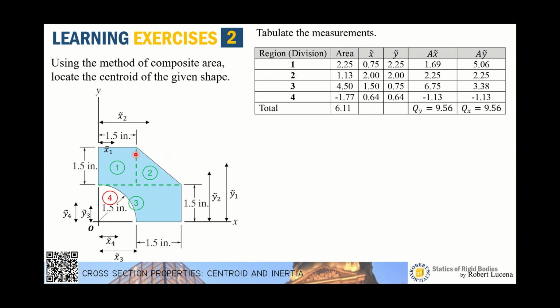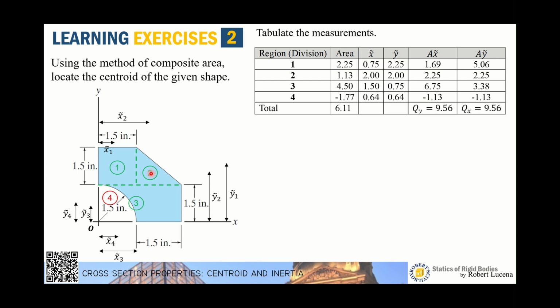So proceed now with the second region, region 2. This is a triangle having a base of 1.5 and a height of 1.5. You have to get the area of the triangle, that is 1/2 base times height, and that's equal to 1.30. You now locate the centroid of region 2.